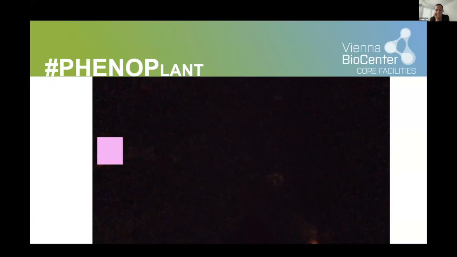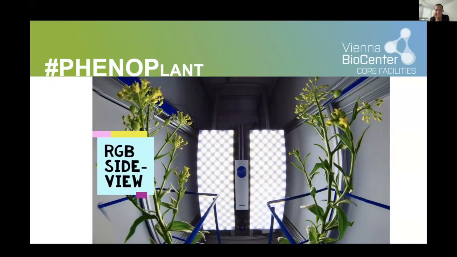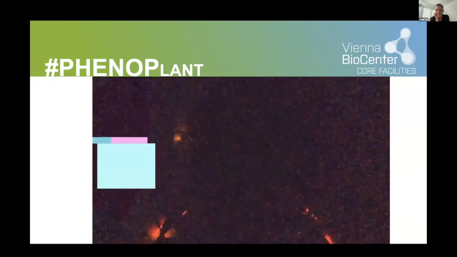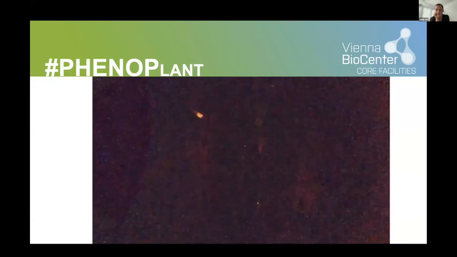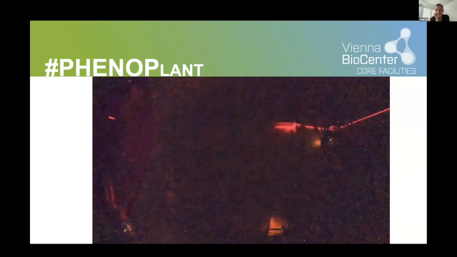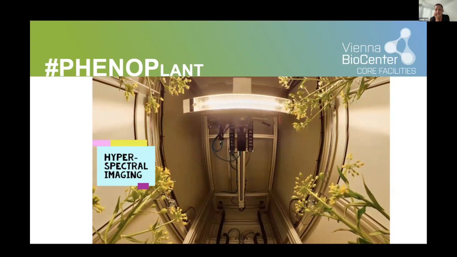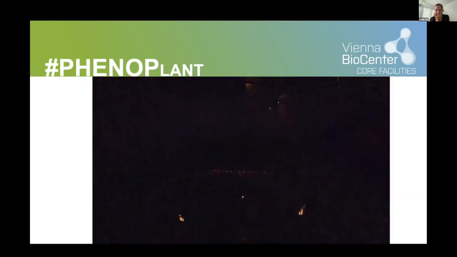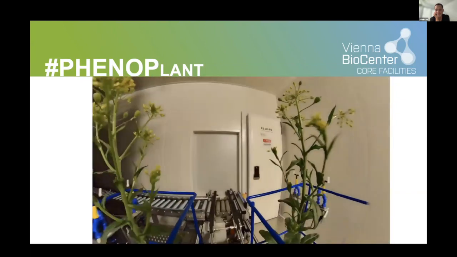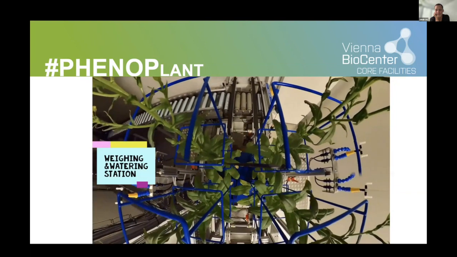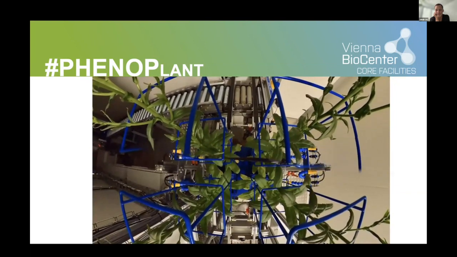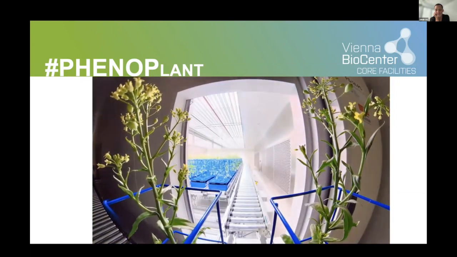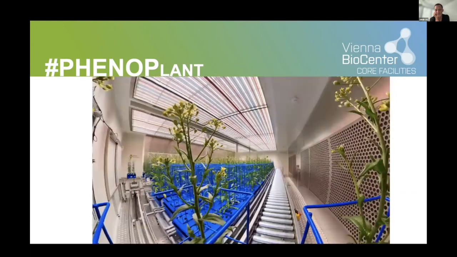There's RGB top view, RGB side view, one turn, another side view, a 3D triangulation laser scanner capturing the 3D information from 6 sides, and 2 hyperspec scanning cams. And then the plants move out to the gravimetric watering units. The weight is being scored, and the proper water amount is applied. And the plants are going back to the waiting room, waiting for another measurement.